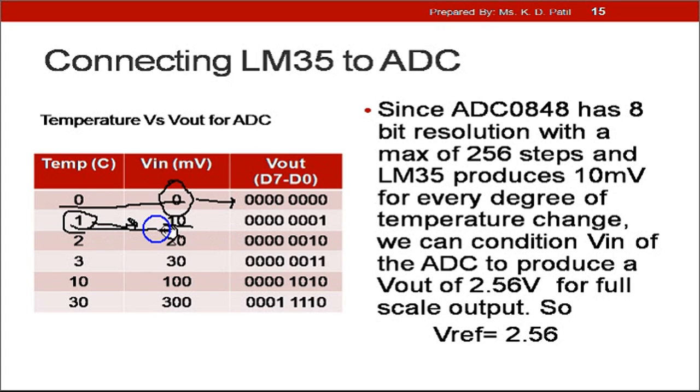So for this conversion we will require a sensor, that is the temperature sensor in our case, and that 10 millivolt is converted into digital form, digital numbers, that is 0000, 0001, and for this conversion we will require an ADC, that is an analog to digital converter. And now these digital numbers will be sent by the ADC to the 8051 microcontroller through the digital output lines, that is from D0 to D7, for further processing.